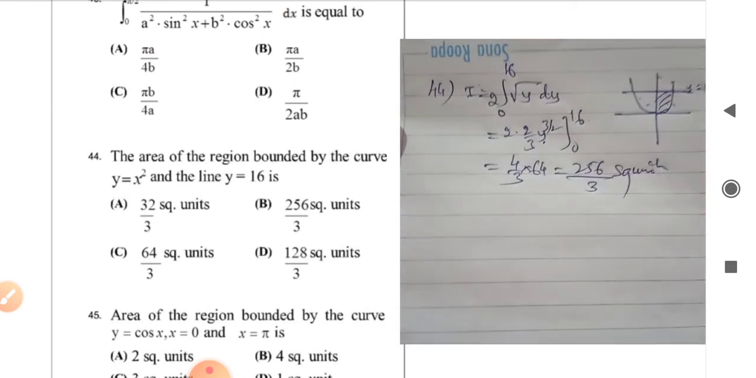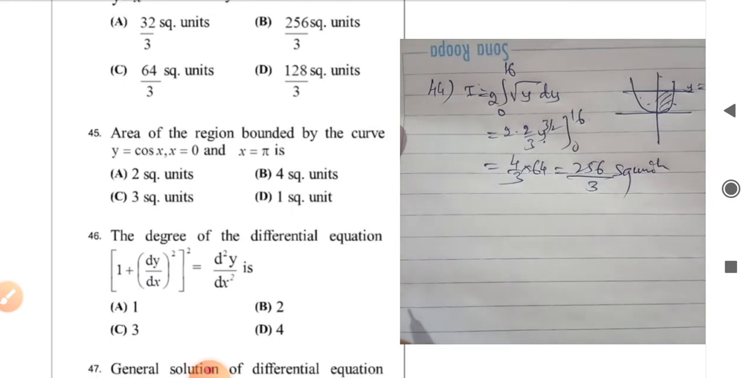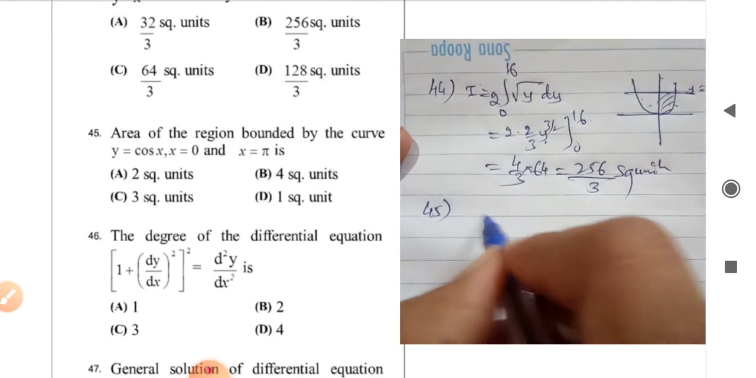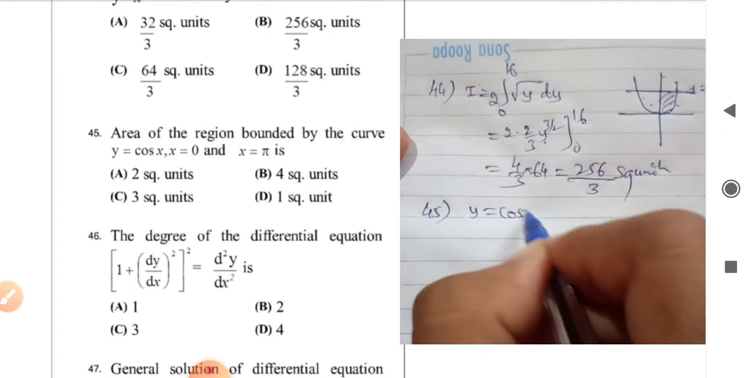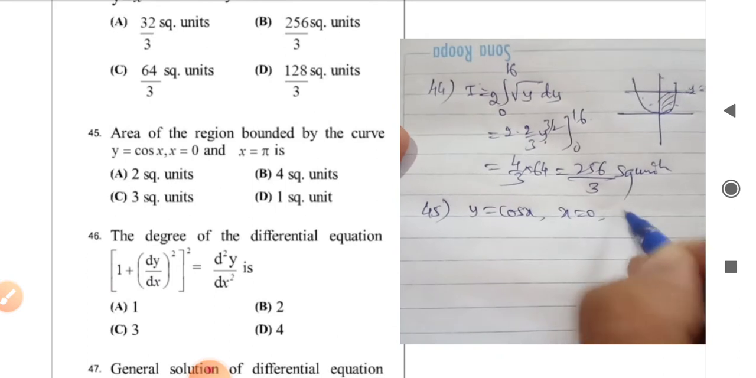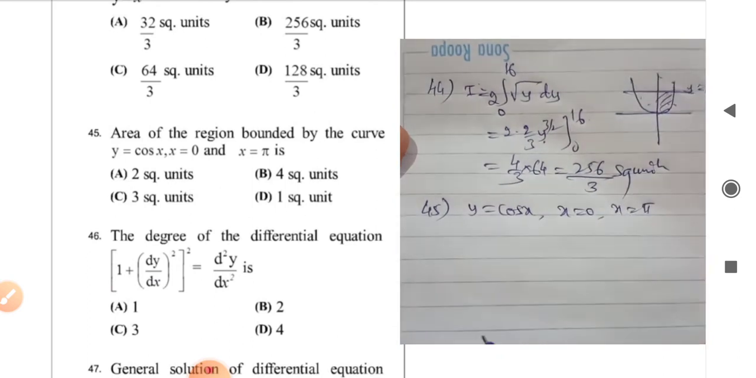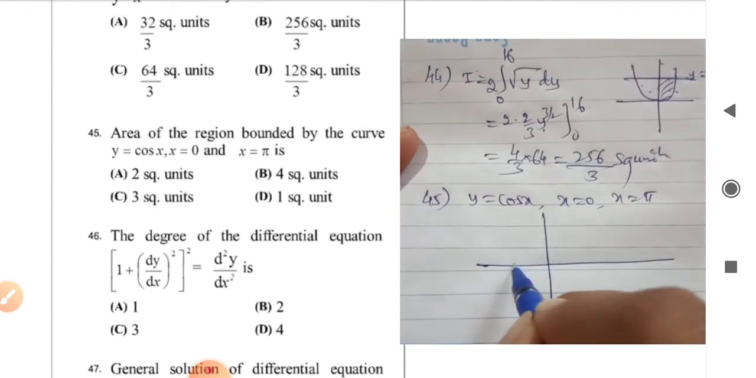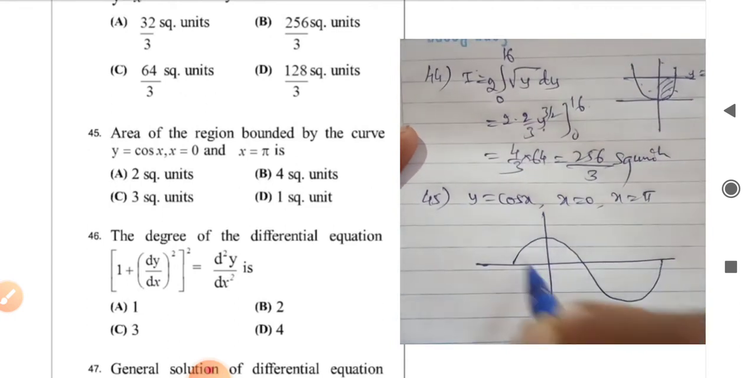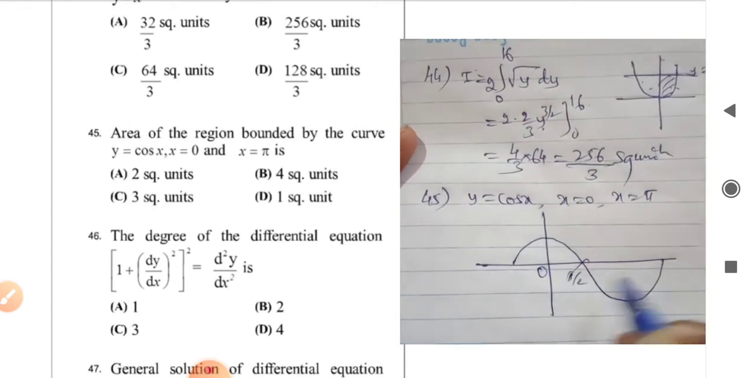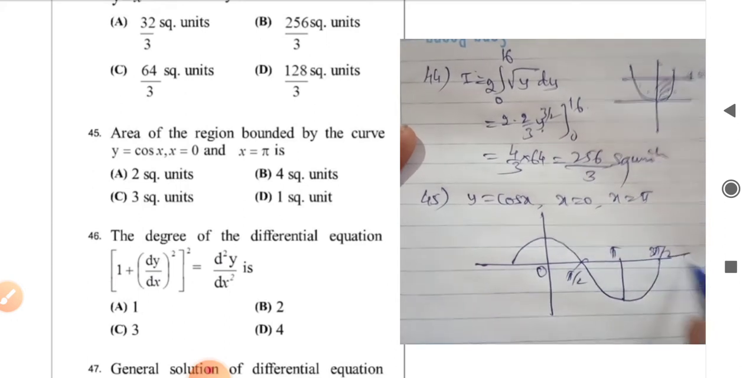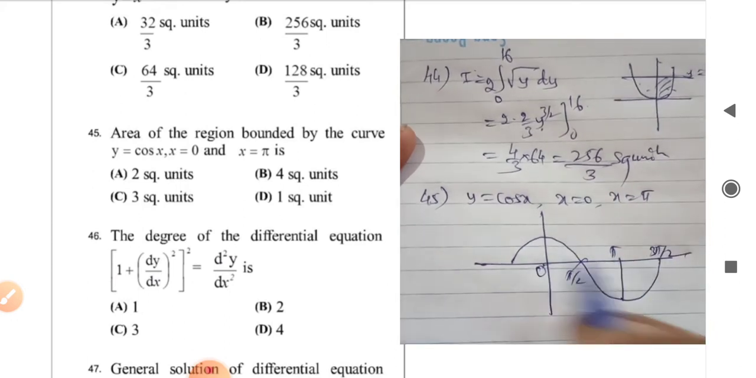Next we go for the 45th one. The 45th one is the area of the region bounded by the curve y equal to cos x and x equal to 0. So this also you can solve by graphs only. y equal to cos x is given and they're talking about x from 0 up to pi, correct. So here if you take the graph of the cos x function, it looks like this, correct. Here it is 0, here it is pi by 2, here it is pi, here it is 3 pi by 2, correct. Now they are asking from 0 to this one.